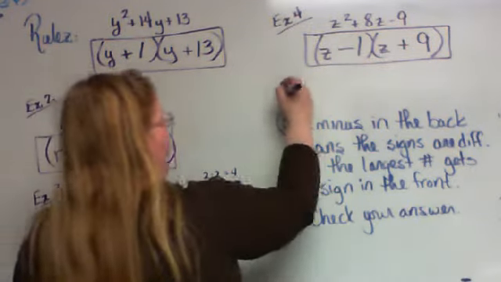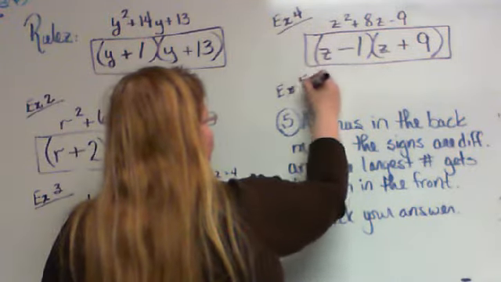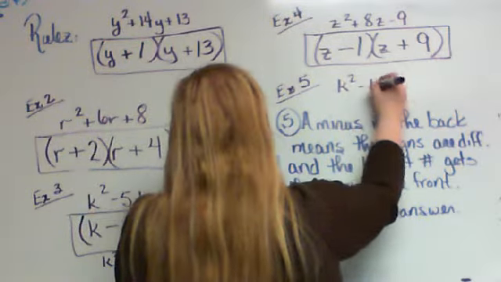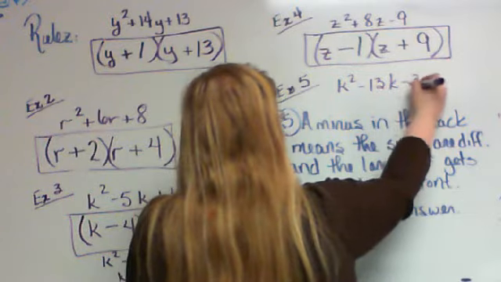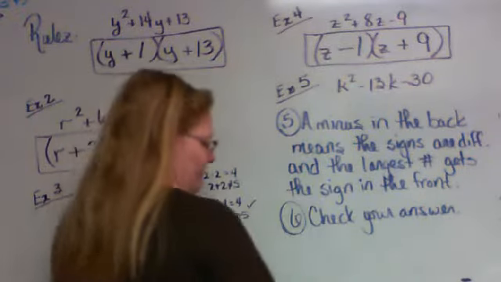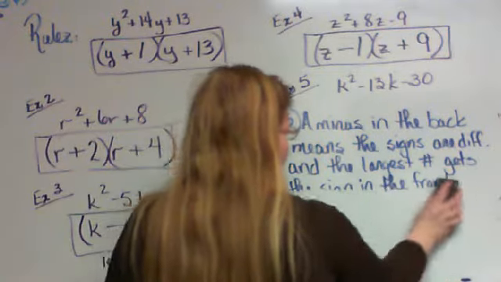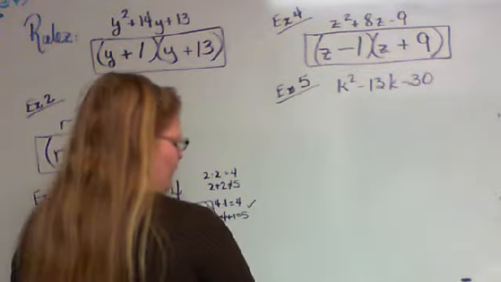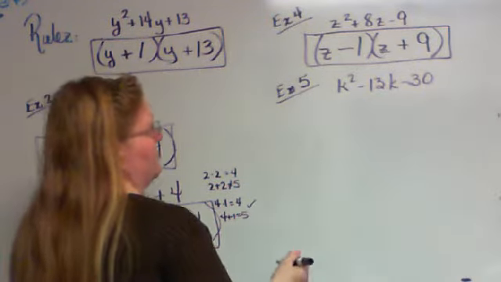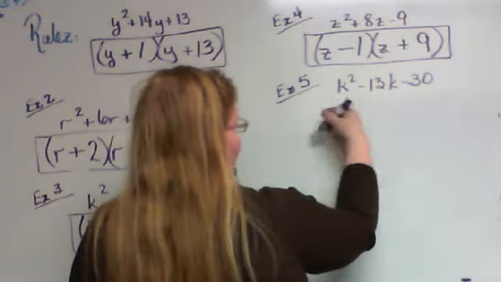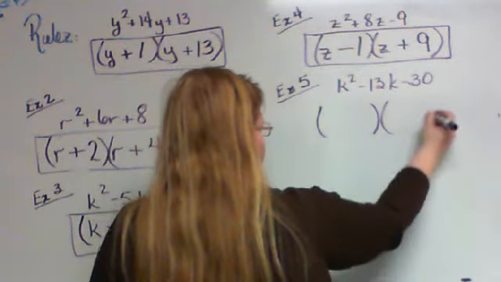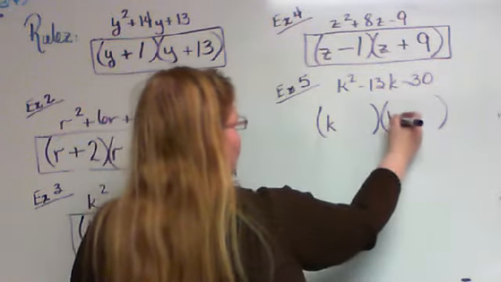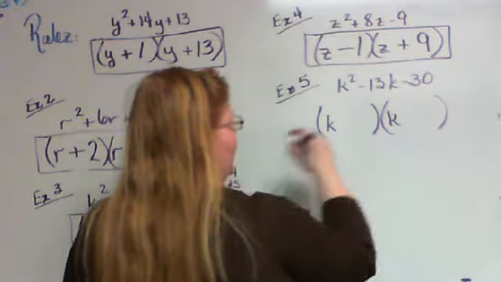Let's try example 5. K squared minus 13k minus 30. No GCF, 3 terms, leading coefficient 1, follow the rules. Draw my skeleton. Two things that multiply together to give you k squared: k and k. Two things that multiply together to give you 30.